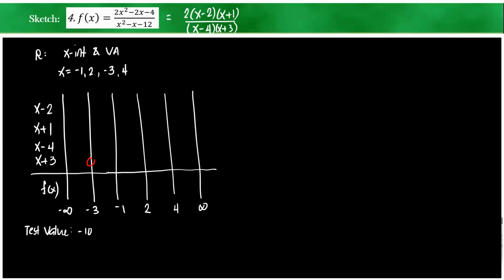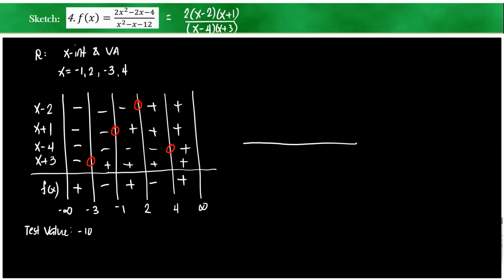Let's write the zeros. 0 here, 0 on top, 0 here. So for -10, negative, negative, negative, negative. So I'm filling out the signs. I hope you know how to follow the table of signs. This becomes plus, minus, plus, minus, plus. Okay. Let's try drawing it.